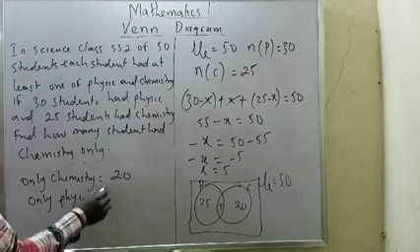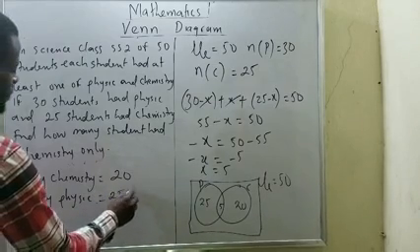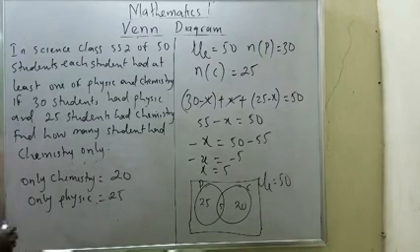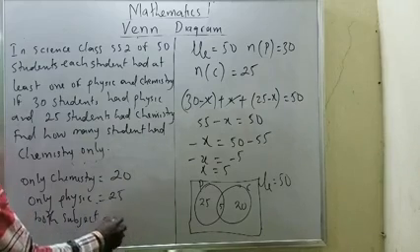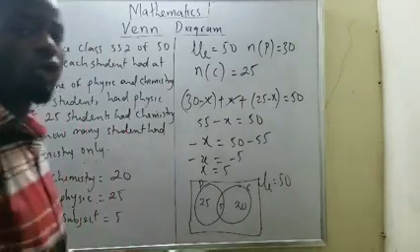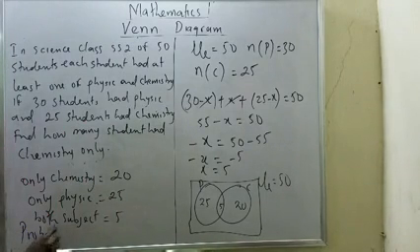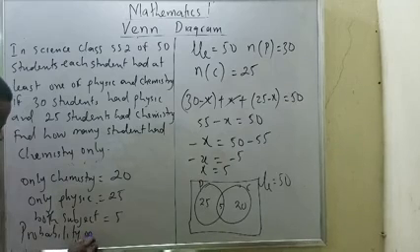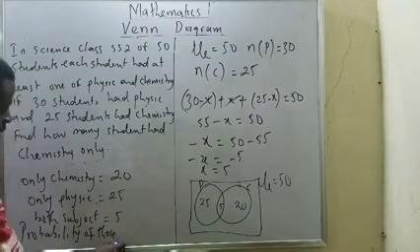Only physics will be equal to 25, and both subjects is equal to 5. Those that are doing none are 0, they are nothing. Now, somebody can ask you the probability of those doing only one subject, or the probability of those offering or doing a subject.